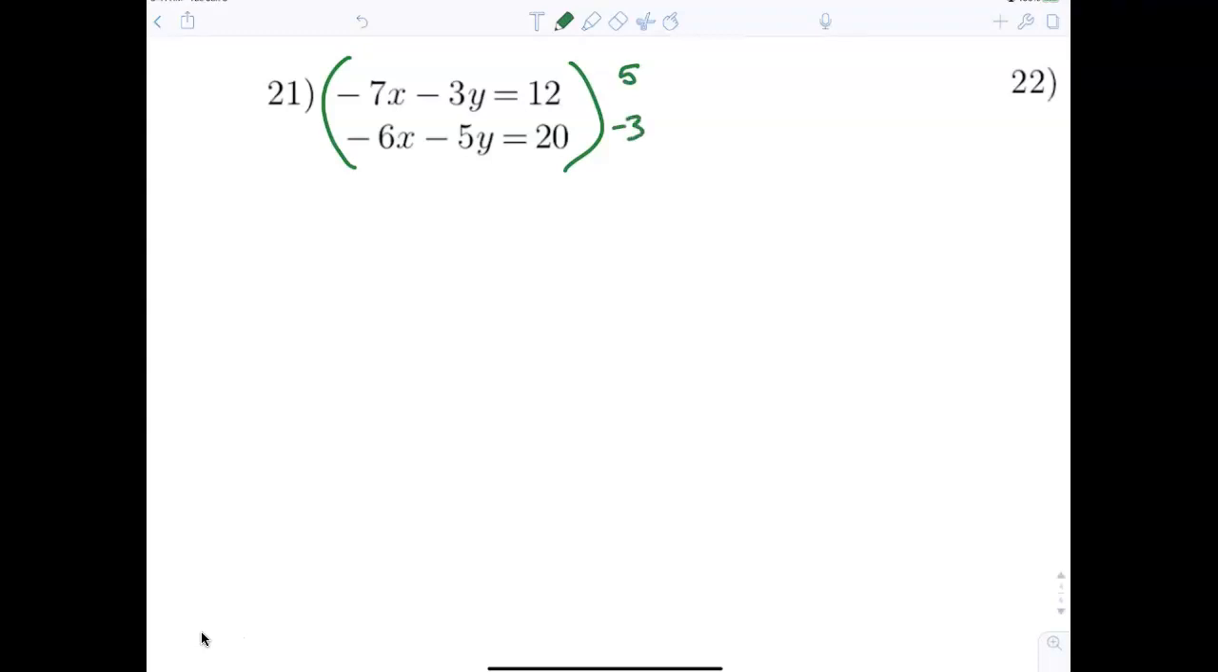All right? Now when we do that, negative 35x minus 15y equals 60. Multiplying by negative 3, 18x plus 15y equals negative 60. Now I like this because I think the answer is going to be 0, right?